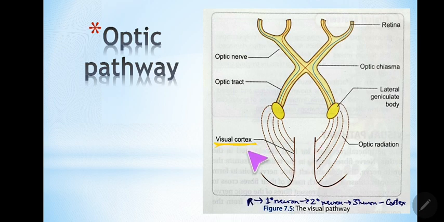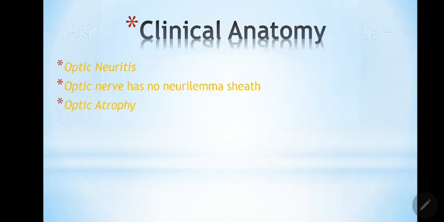They reach the visual cortex or the visual stria, Brodmann's area 17, that's the visual stria of Gennari. Okay, so this is the pathway from the retina: the photoreceptors, the bipolar neurons are the first order neurons, then the second order neurons are the ganglion cells, and then the third order neurons from the LGB pass to the cerebral cortex, that is the primary visual area. Okay, so that is done.